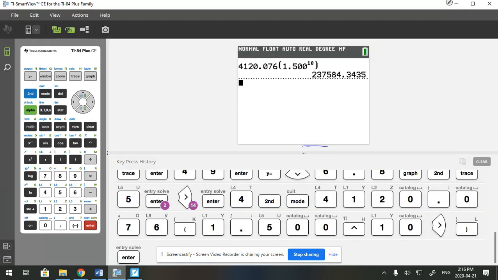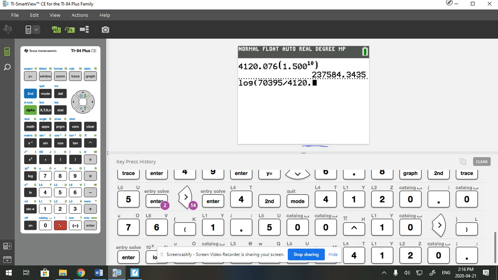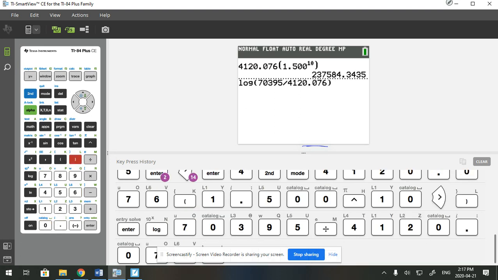Okay, so typing this one in. First of all, I have the log of this whole expression, 70,395 divided by 4,120.076. And then this whole thing's going to be divided by log 1.5. And you can see at approximately 7 observations, very, very close to the number of 7 observations is going to be your answer.